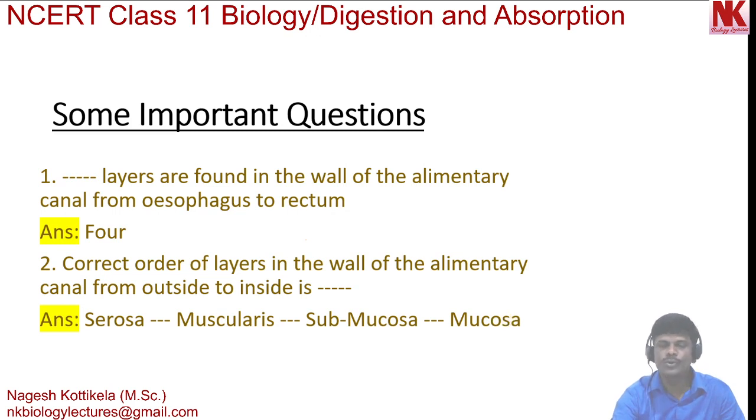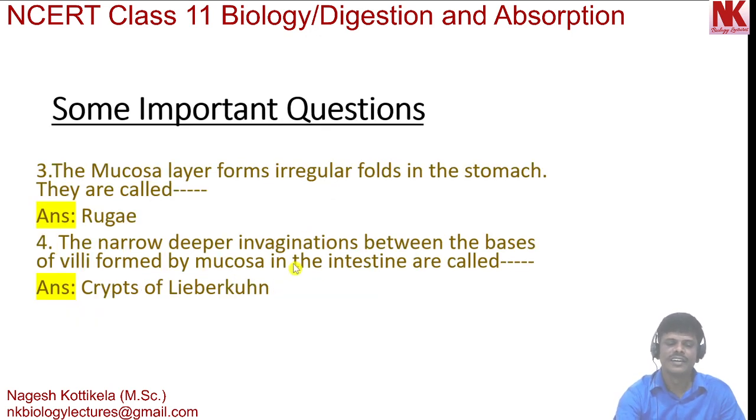Now let's move to the next question. The mucosa layer forms irregular folds in the stomach. These irregular folds formed by the mucosa in the stomach are called? Answer is rugae. Okay. Now the last question. The narrow, deeper invaginations between the bases of villi formed by mucosa in the intestine are called? Answer is crypts of Lieberkühn.